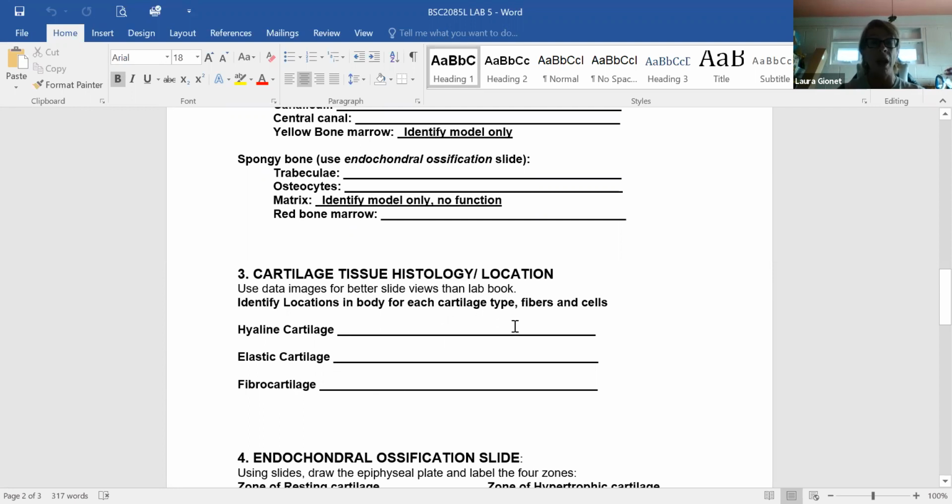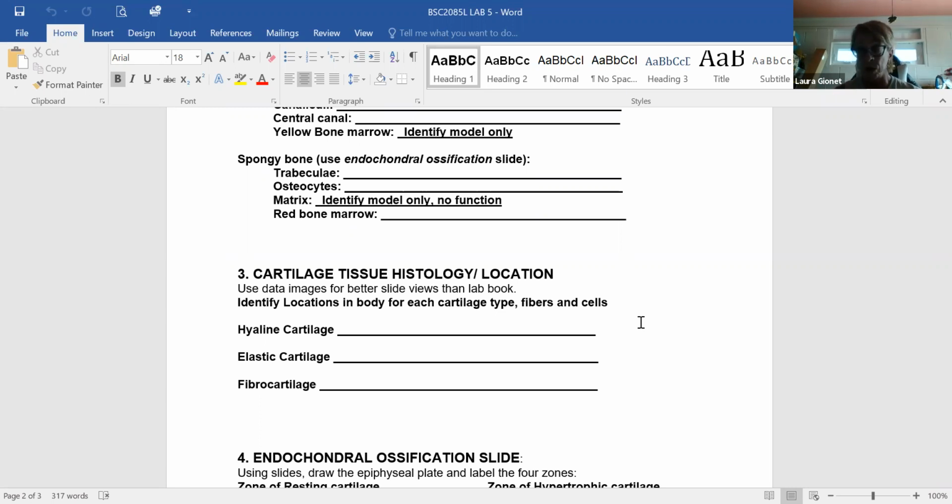The fibers in hyaline cartilage, I would just put none visible. There's technically some fibers, but you don't need to know the fibers there because they're really not visible to identify. And locations, well, hyaline cartilage is the most abundant. So you could write costal cartilage, the articular ends of bone. Costal cartilage is where cartilage attaches ribs to your sternum.